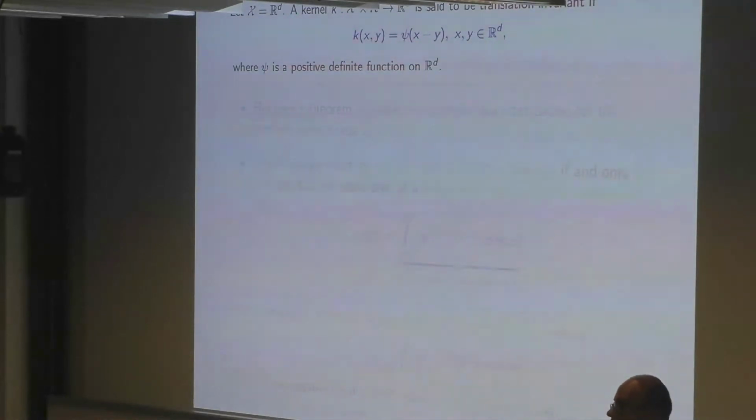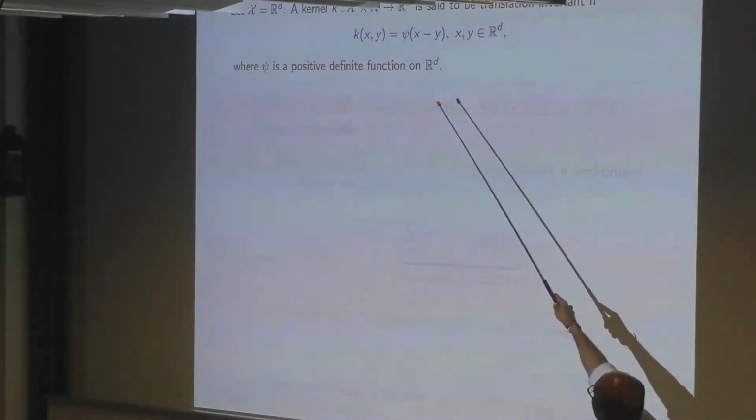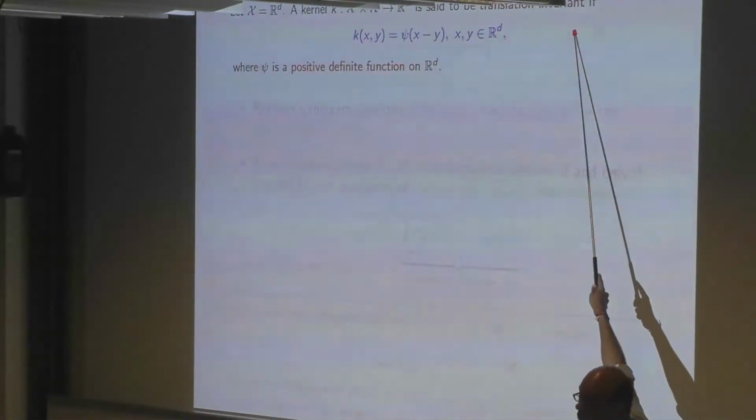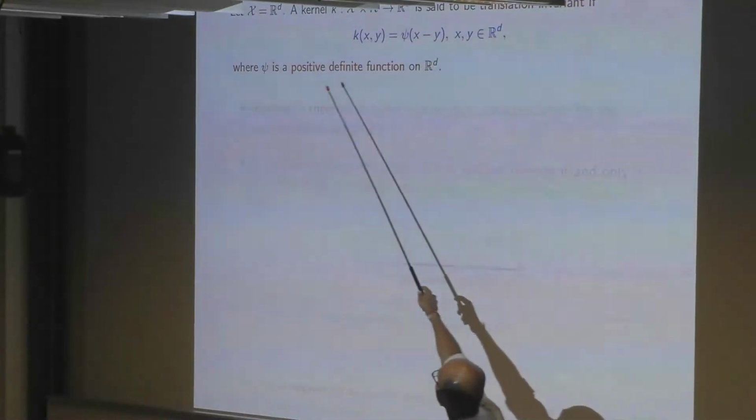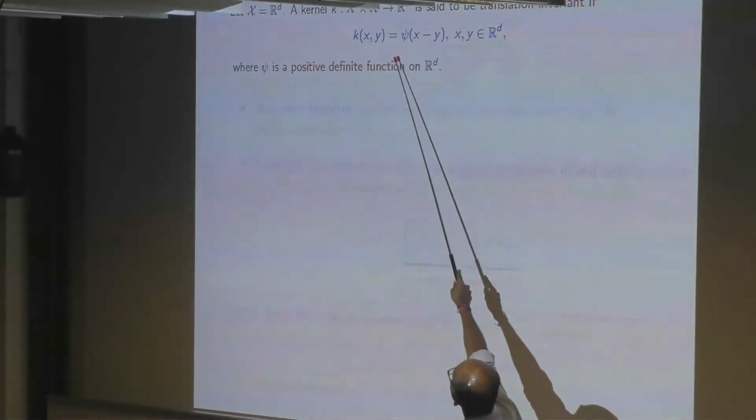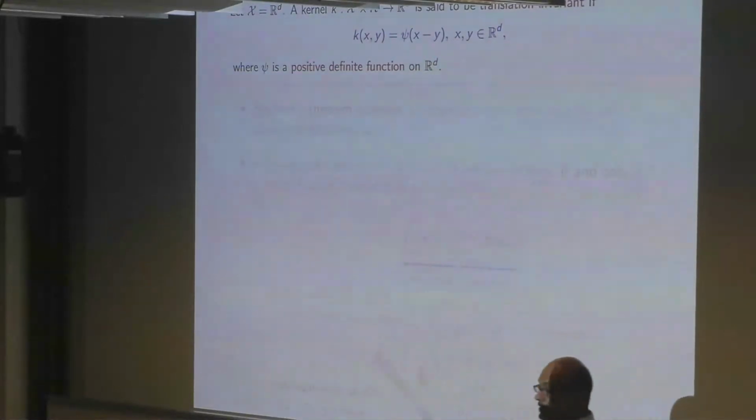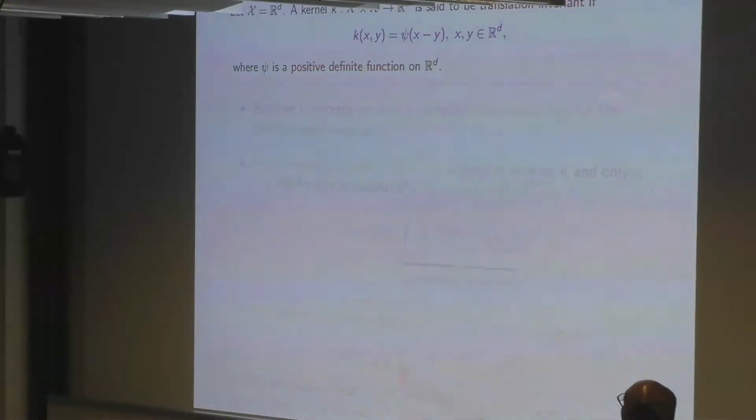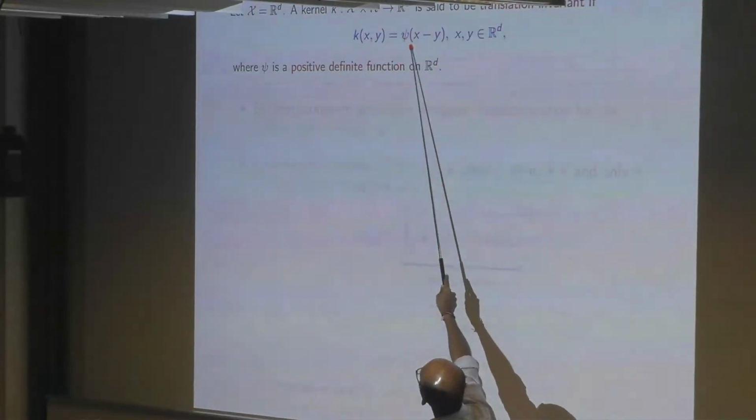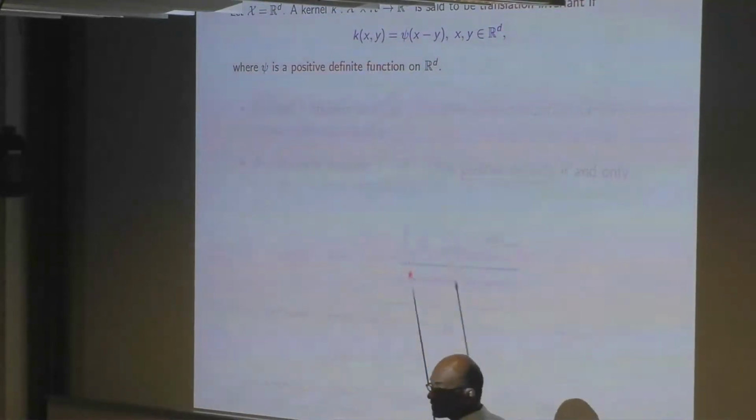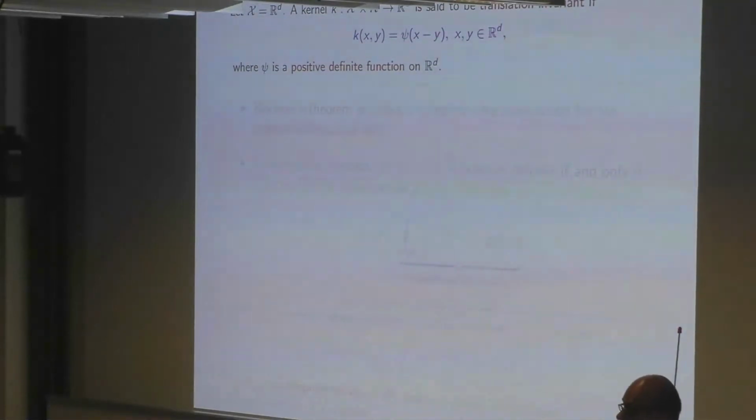Okay. So now we are going to consider a special class of bivariate functions called translation invariant. I'm going to restrict my domain to be R^d, and I'm going to consider kernels of this kind: k(x,y) is equal to c of x minus y, where c is a positive definite function. If c is a positive definite function, then k is a positive definite kernel. You can just check this in the quadratic form that I wrote before.